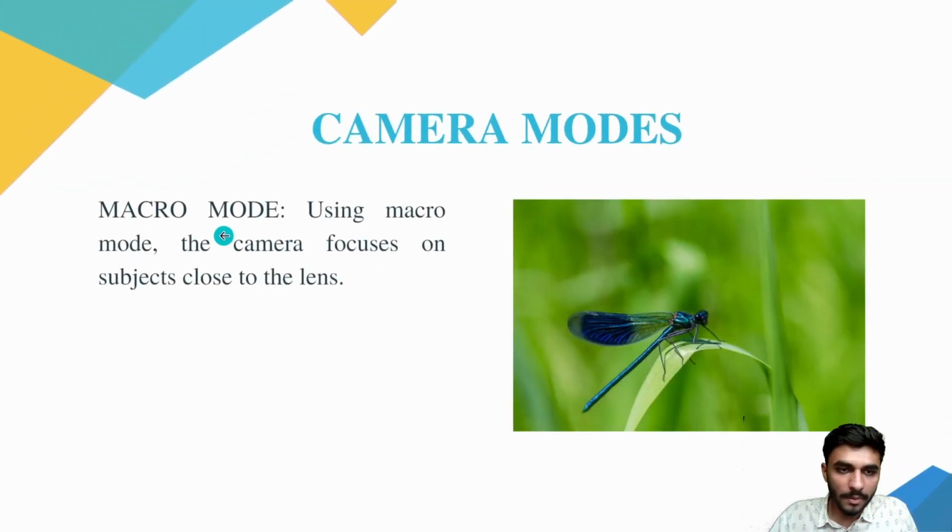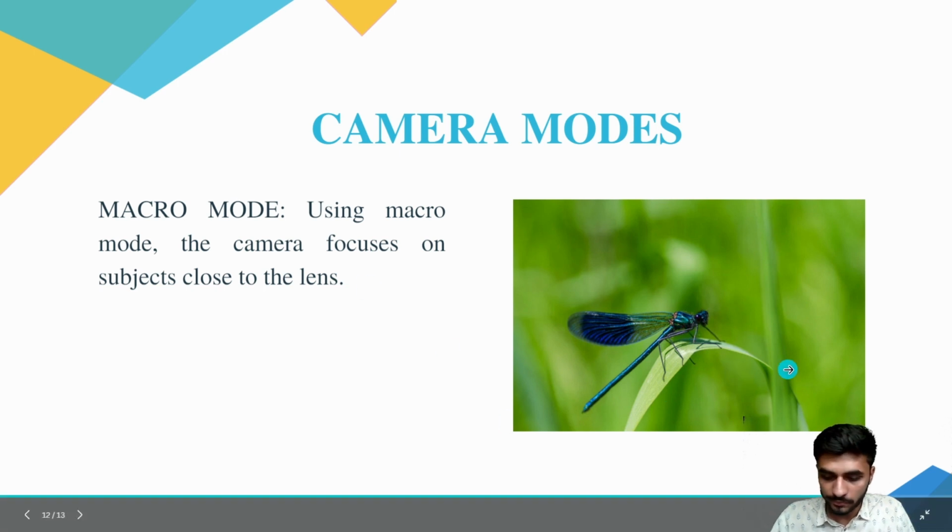Now the last mode is the macro mode. Macro mode is used to capture photos or videos of very small living beings or small objects in life, and by using the macro mode we enlarge them as if they are very large in real life in the photos. So using macro mode, the camera focuses on subjects close to the lens. You can see in this photo, the dragonfly is very close to the lens. So this has been properly displayed while the rest of the objects are blurred.